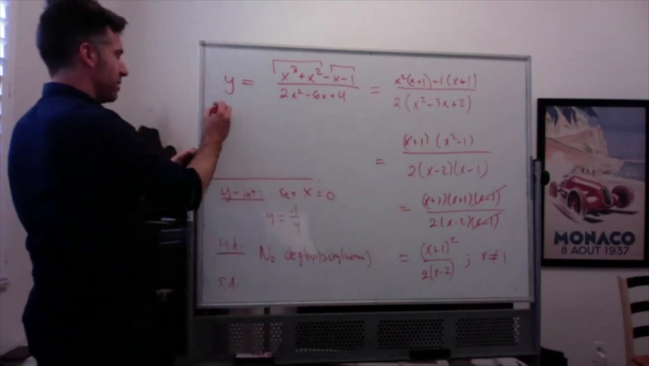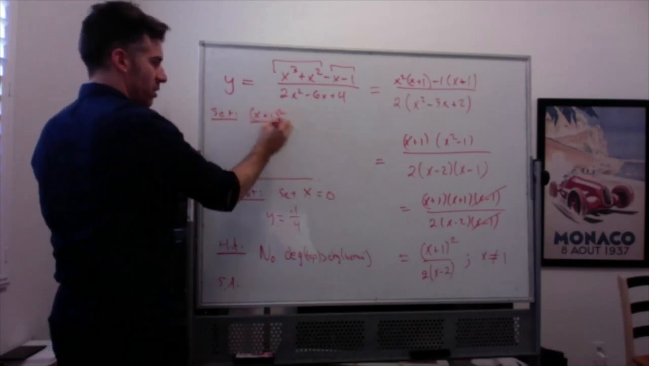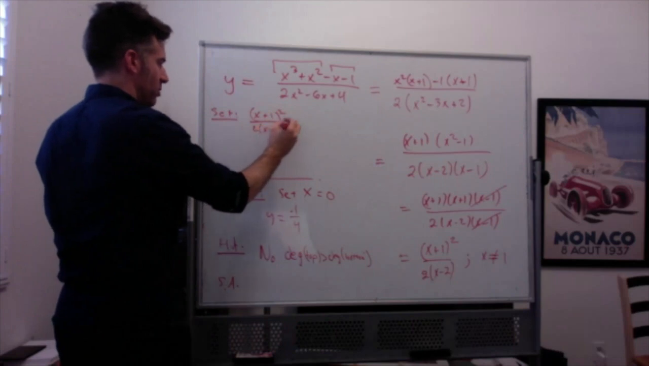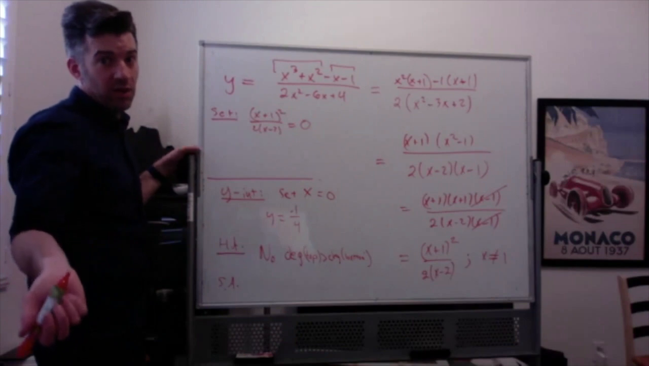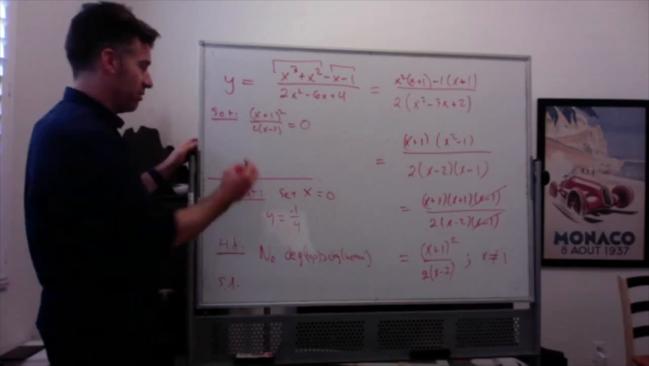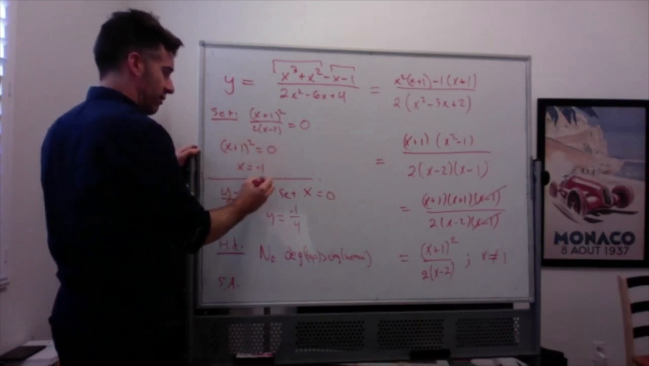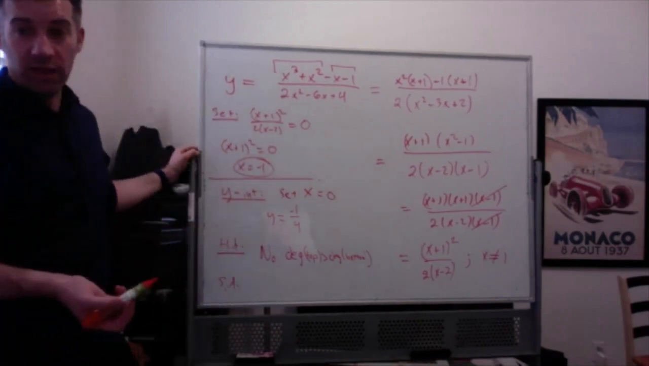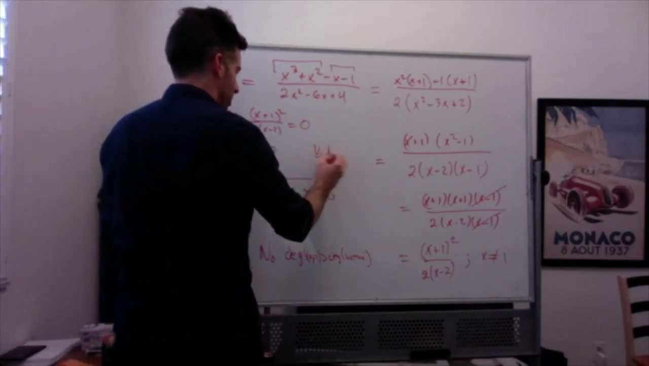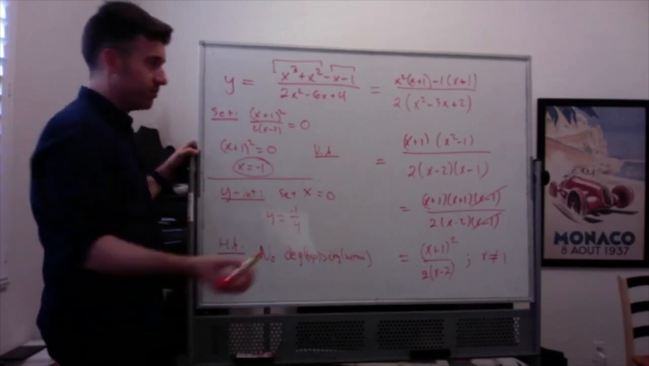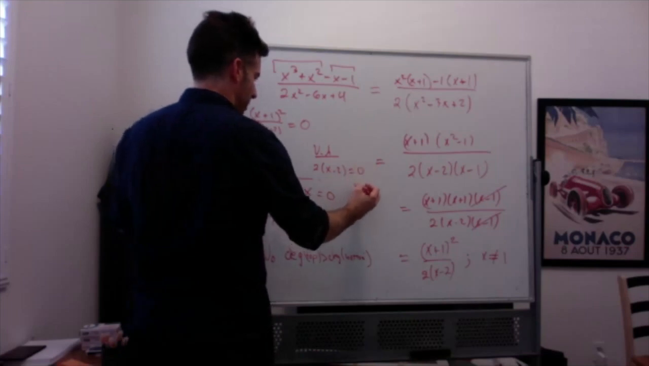So I'm going to set the factored and canceled form, x plus 1 squared over 2 times x minus 2, equal to 0. And when you set a rational function or a fraction equal to 0, the only way it's ever equal to 0 is if the top's equal to 0. So x plus 1 squared equal to 0, x equal to negative 1. That is my one and only x-intercept. Vertical asymptote we get by setting the denominator equal to 0. 2 times x minus 2 equals 0, x equals 2.